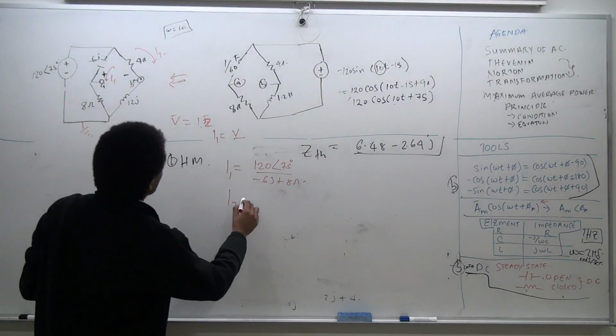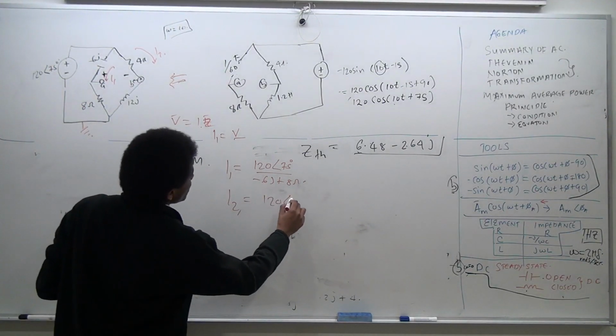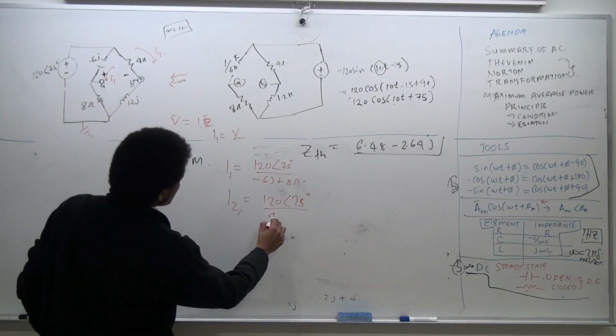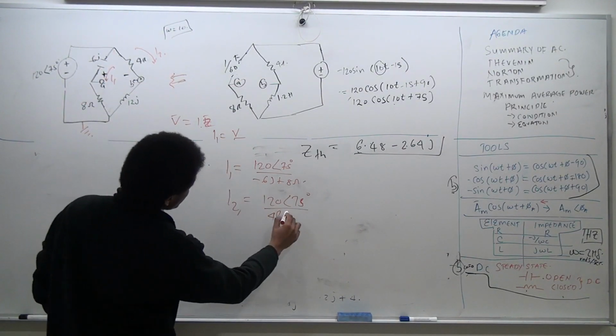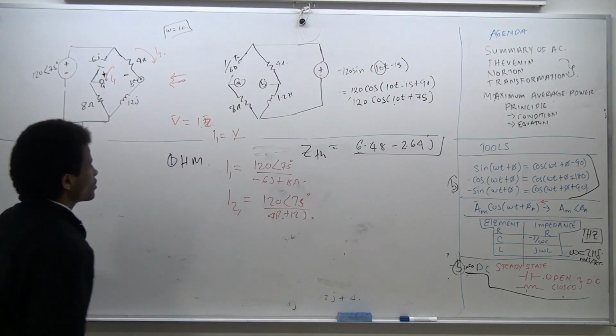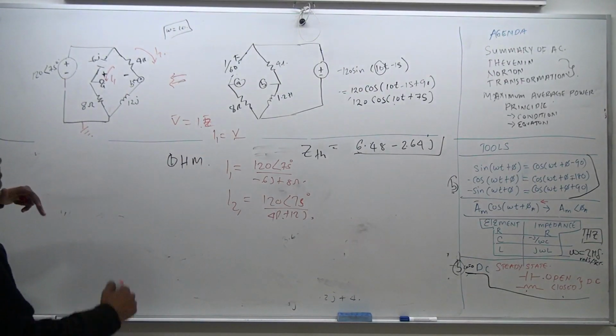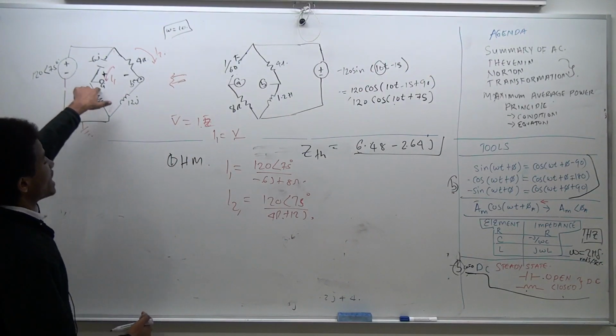Likewise, you can find I2. I2 is the same thing, 120∠75 degrees divided by 4 ohm and 12 plus 12j. You can do this technique. Once you find what I1 and I2 are, then now it's very easy to find what VA and VB is.